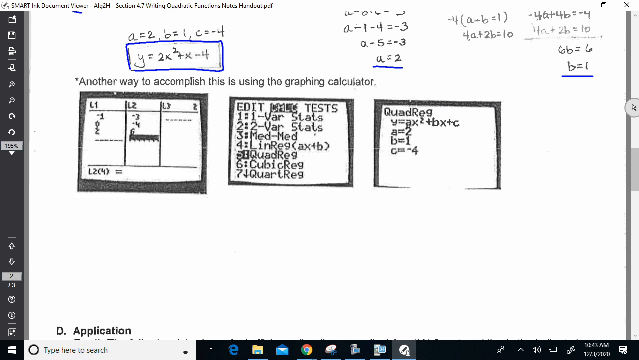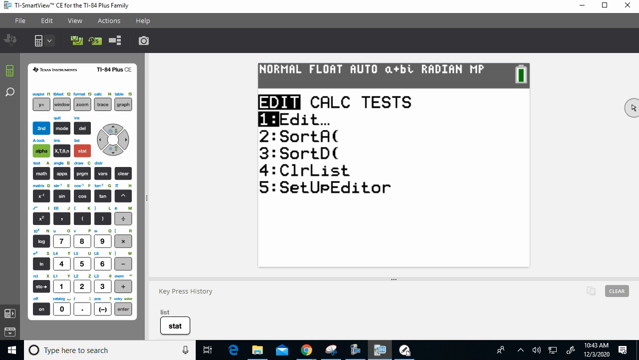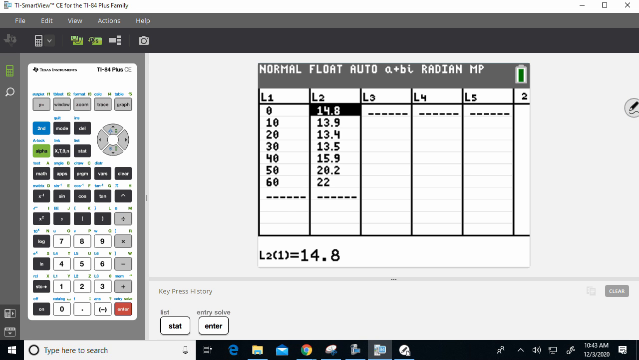All right. So we are going to use the graphing calculator to do this exact same problem. First thing you're going to do is to press stat. And in the edit column, just go ahead and hit enter for edit. So your first two steps are stat and then edit.